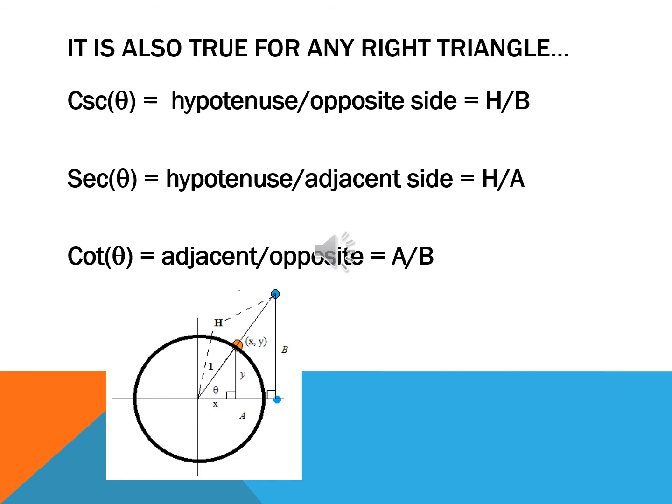Secant is the reciprocal of cosine, and so in a right triangle, secant is equal to the ratio of the hypotenuse length divided by the adjacent side. And cotangent is the reciprocal of tangent, and so in a right triangle, cotangent of an angle is equivalent to the adjacent side divided by the length of the opposite side.